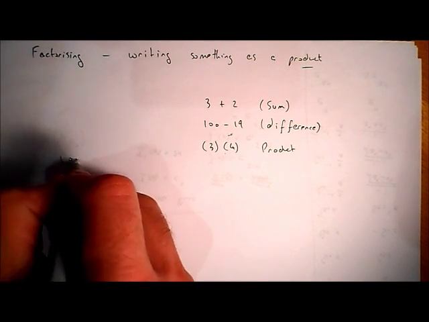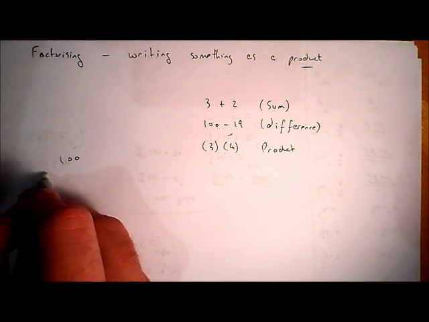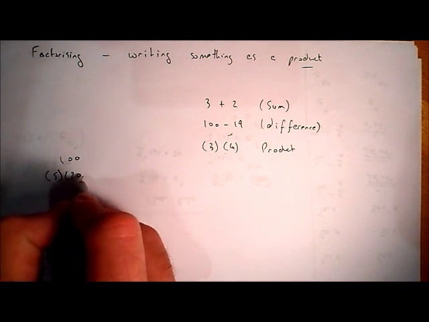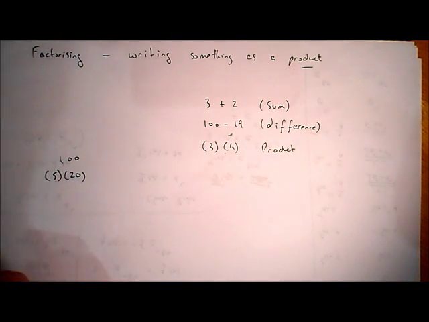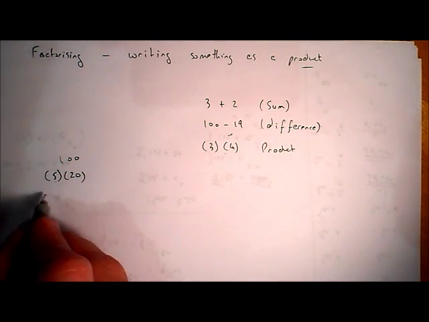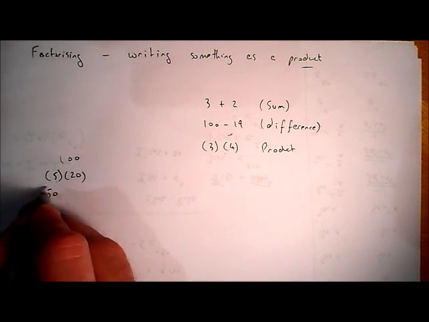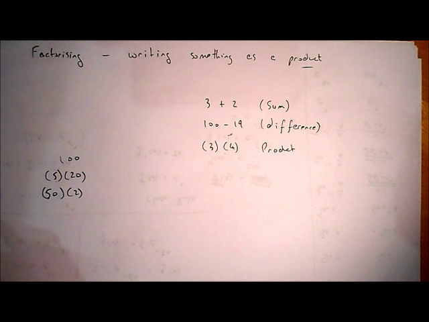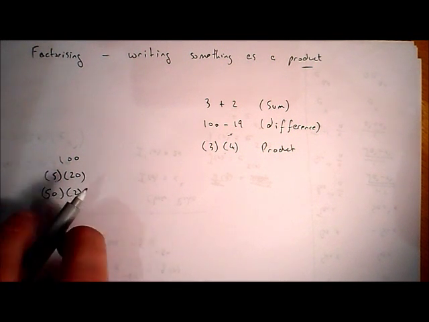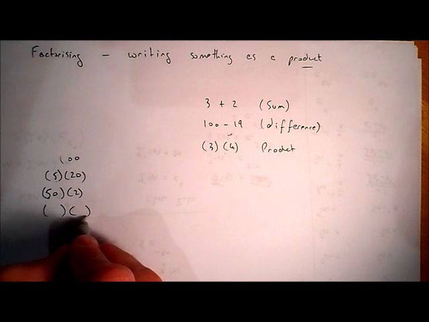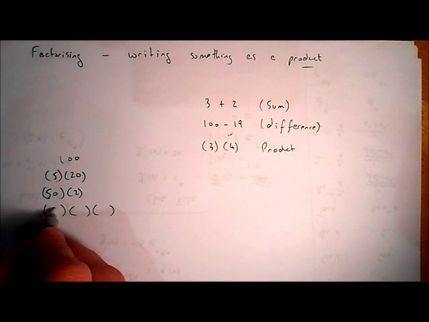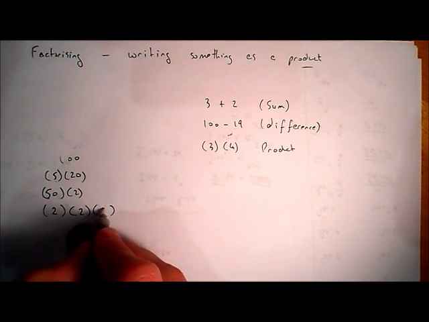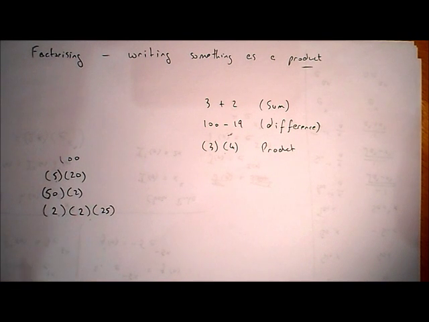So let's say I take the number 100. I can write 100 in different ways. I can say that 100 is equal to 5 times 20. So I factorized 100. I've written it as a product. There's other ways to factorize 100. Instead of writing 5 times 20, I could have written 50 times 2. So I factorize it in a different way, but it's still a product. It doesn't have to be just two things. I could write 100 as, let me think, 2 by 2 is 4, by 25. So 100 is equal to 2 by 2 by 25. I've written it as a product.